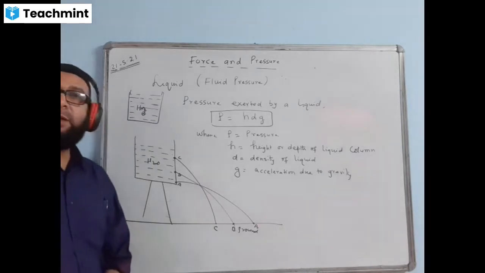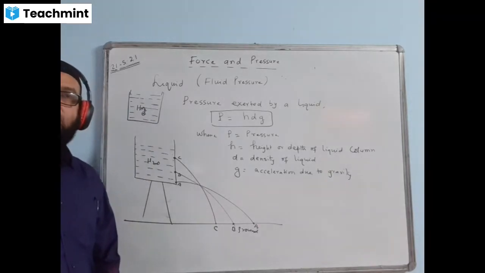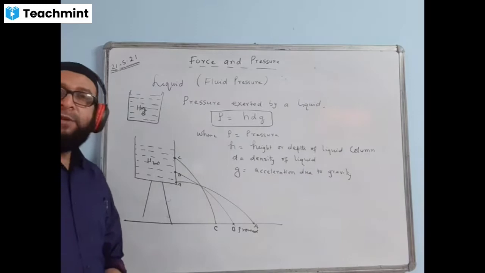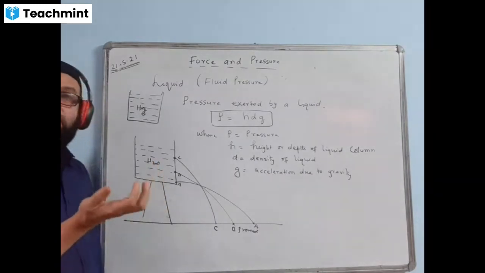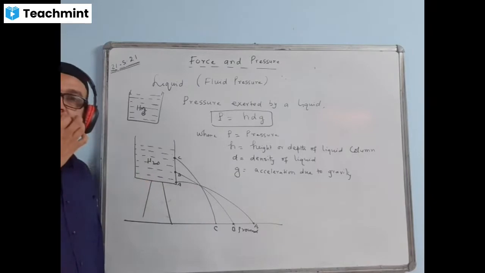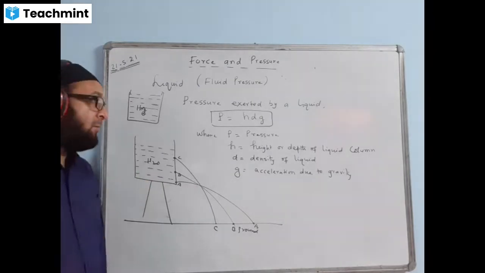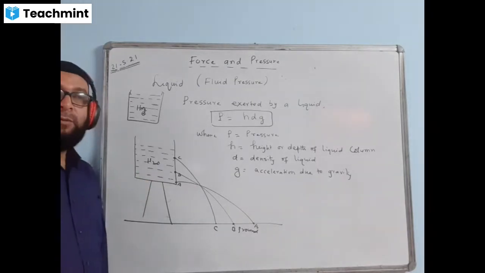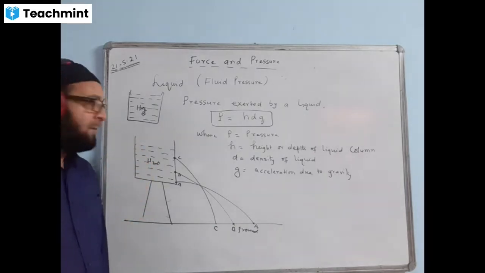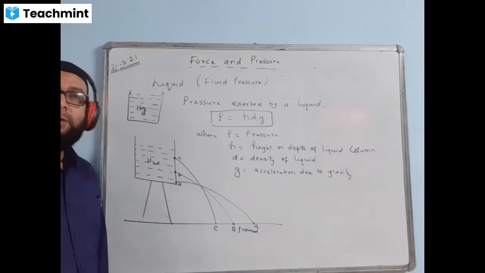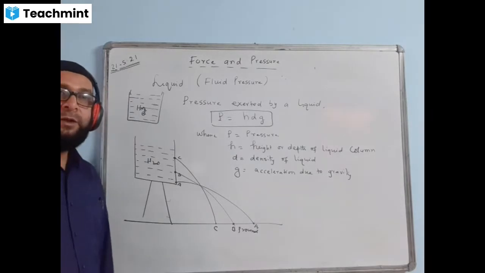Which of the liquid will exert more pressure? Mercury or water? Mercury, because mercury's density is much more than the density of water. Mercury is the densest liquid. So mercury will be exerting a large amount of pressure than water. So more the density, more the pressure, less the density, less the pressure.